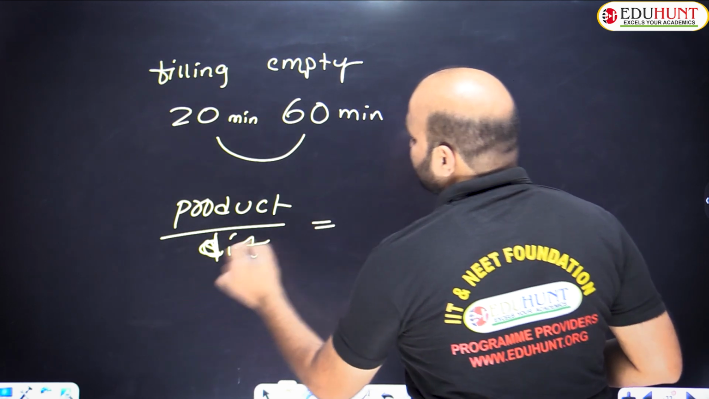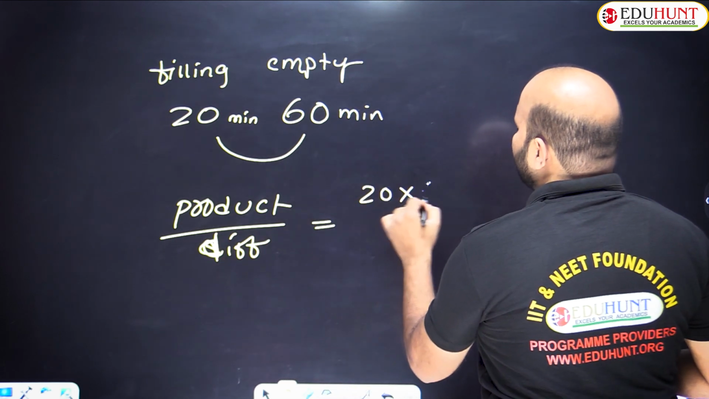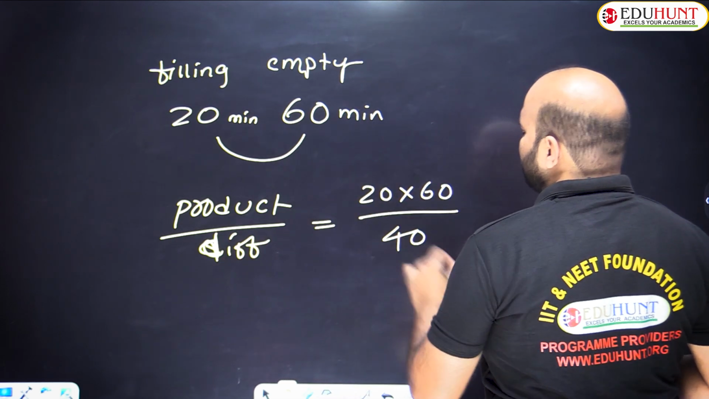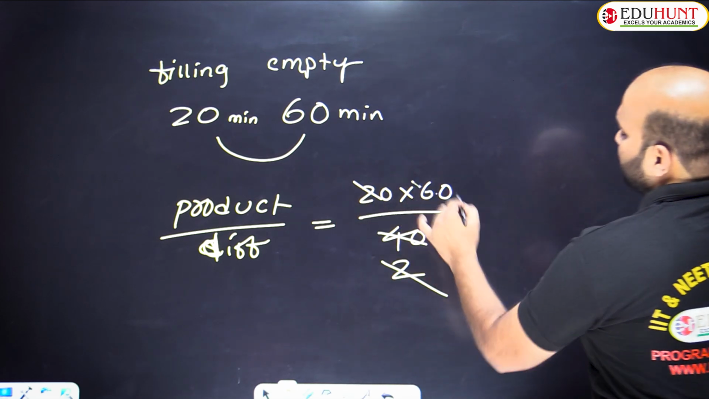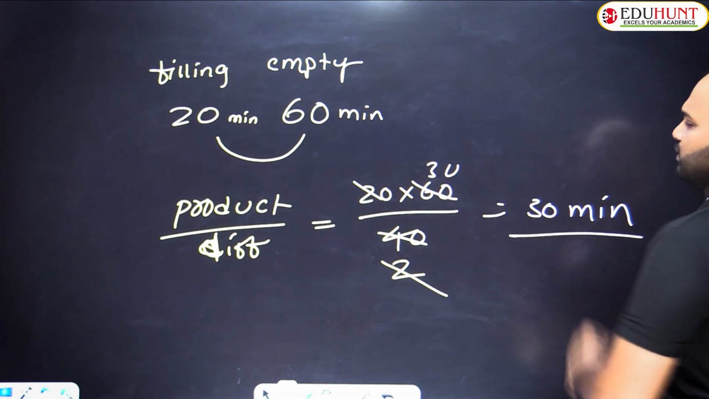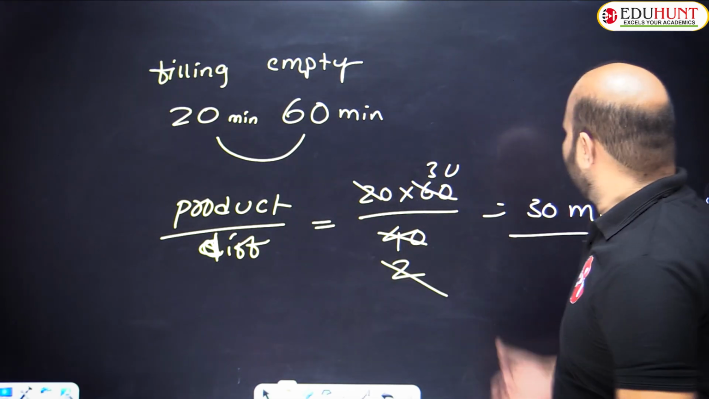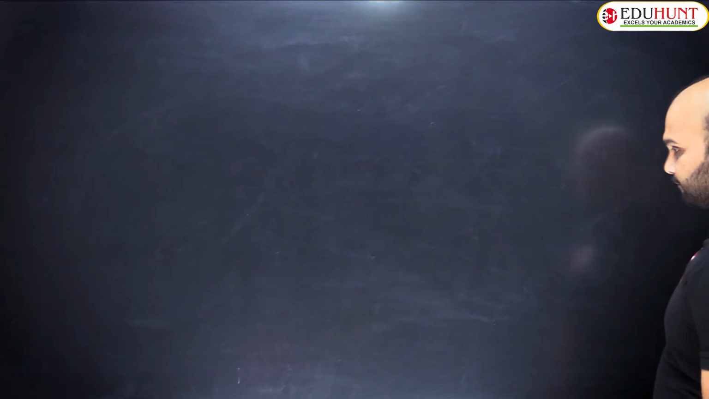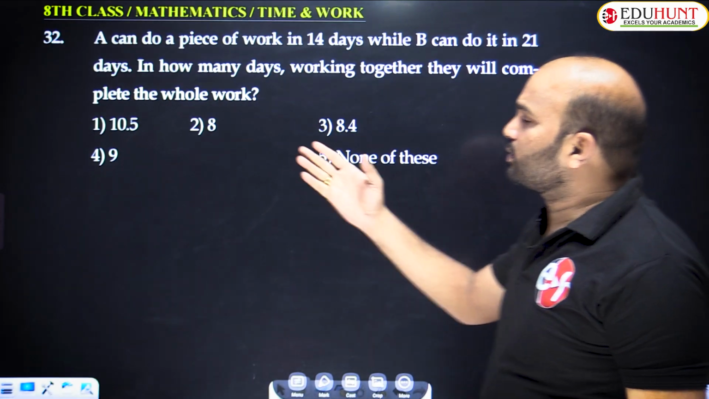So what is the product? 20 into 60 by difference 40. 2 ones are 2, 2 threes are 6, so the answer is 30 minutes. If it works simultaneously, filling and empty, the tank will be filled in 30 minutes. That is the required answer. Am I clear? So let's go to question number 32.